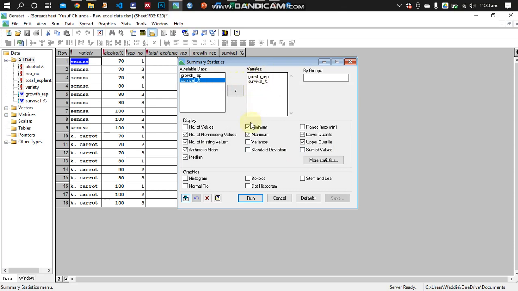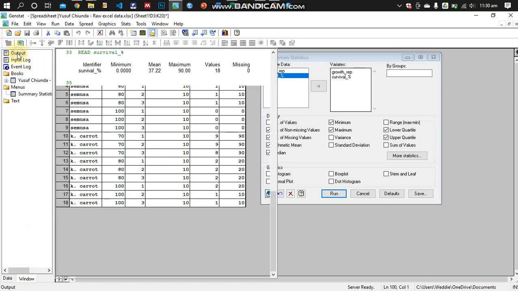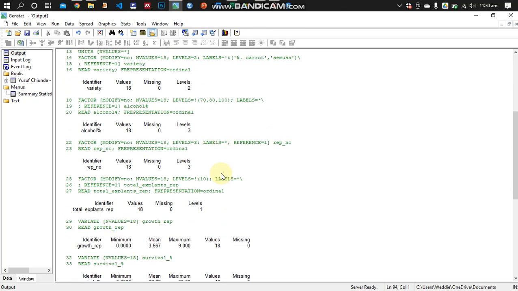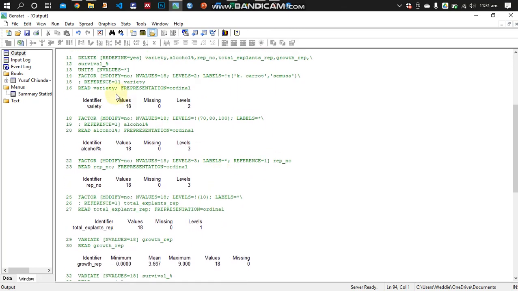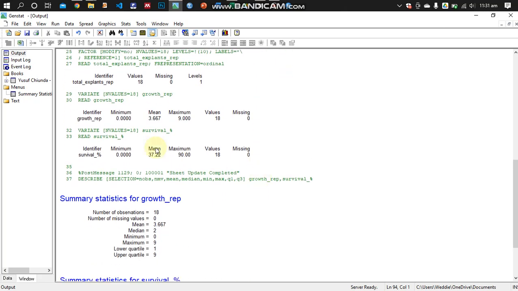Then name the summary, and when you go to the output window you see the summary of the data. For identifiers, the number of values is 18 and missing is 0. Where data is missing, be careful, and that's when you see that you should be conservative.